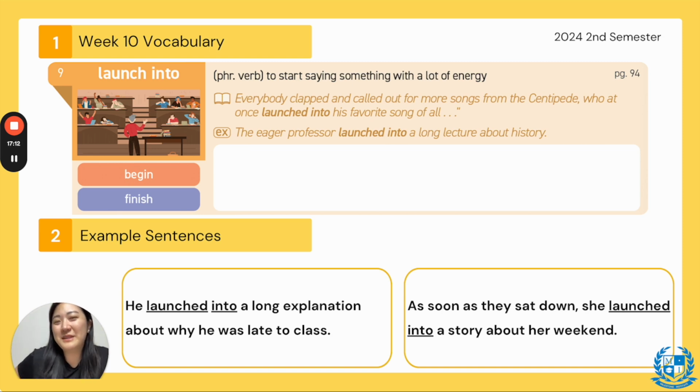Oh no, so maybe instead of saying sorry, he was just like, there was a red light and then there was a car accident and then the bus came late and then I didn't know what bus to take and then... Launch into, meaning to go and talk a lot. Next one, it says, as soon as they sat down, she launched into a story about her weekend. So they're sharing about what they did. Launch into.